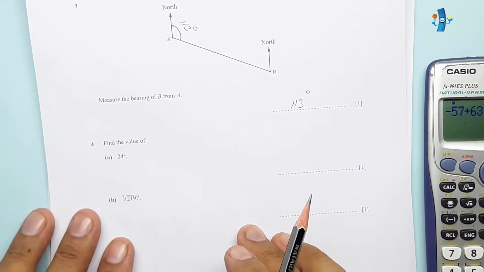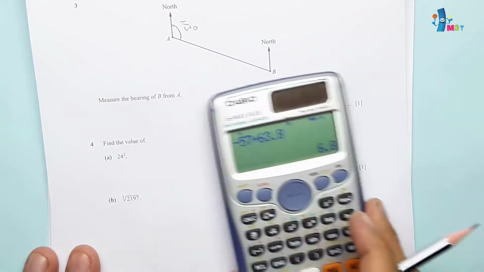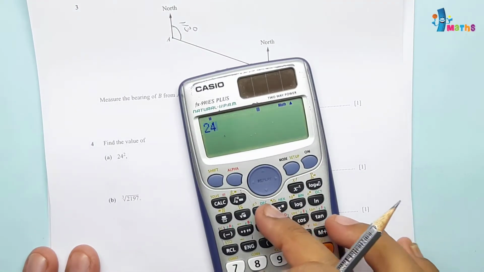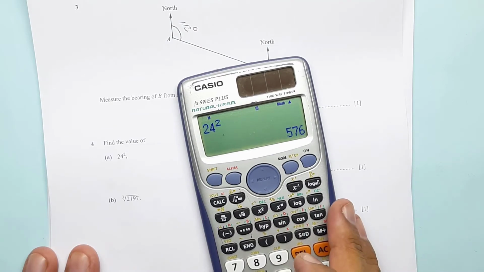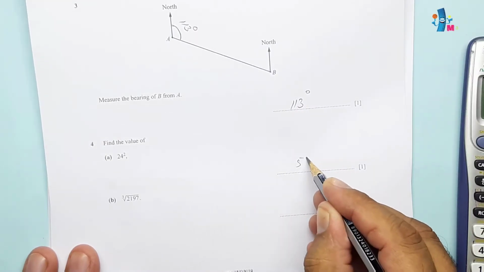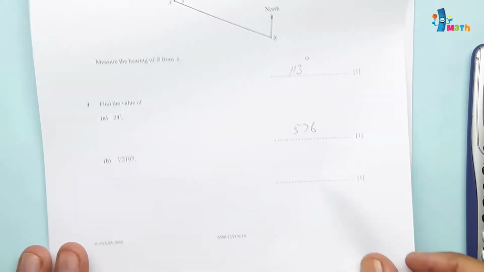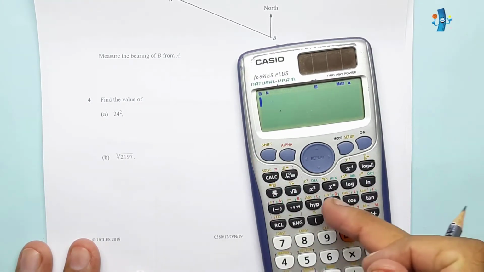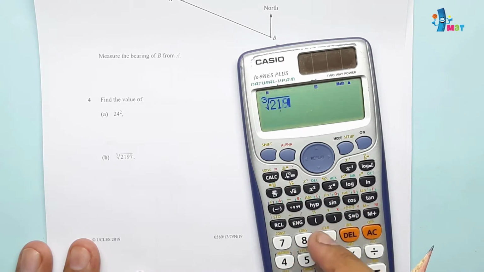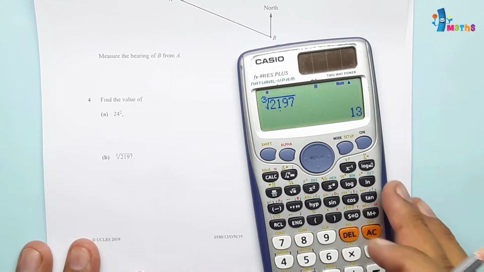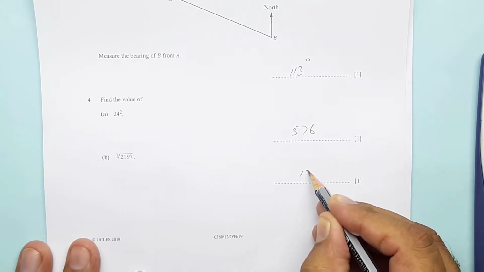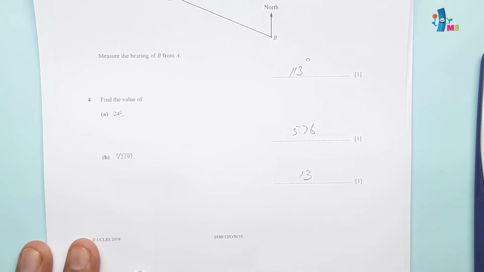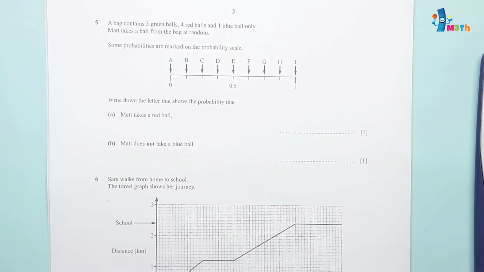Find the value of 24 squared. So 24 squared will be equal to 576. So 576 will be the answer. Then part B is the cube root of 2197. This will be equal to 13. So this will be the answer, 13. So question number 4 is done.